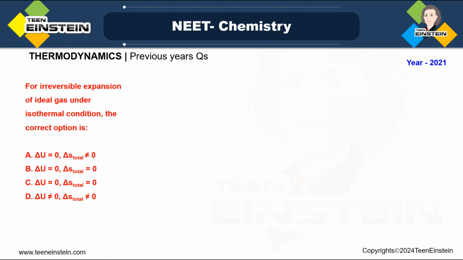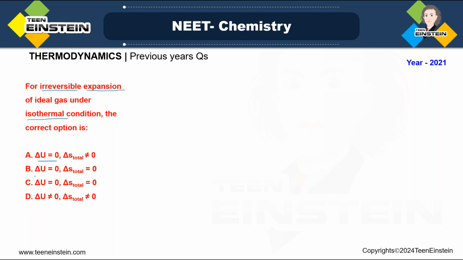For irreversible expansion of an ideal gas under isothermal condition. So here we have some conditions mentioned that we have to understand. First of all, it is irreversible. Then it is expansion. Then it is isothermal condition. Okay. Now, as we know, just 2 slides before, we have seen one problem where it asks to calculate the internal energy change, which is the del U value. Now for isothermal, it is always 0. So del U will be 0.